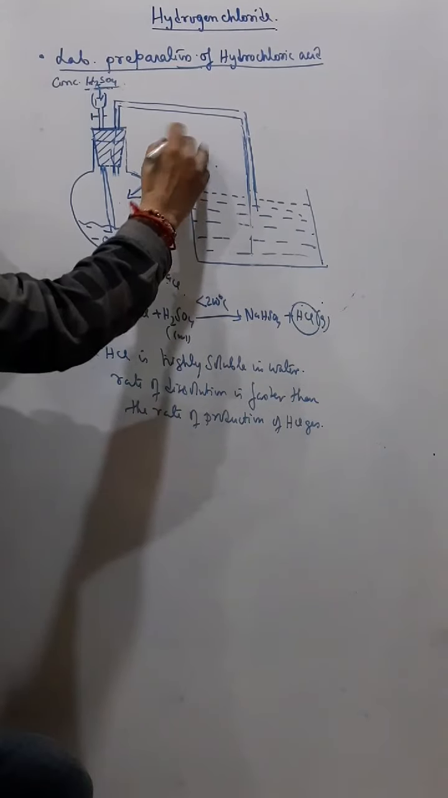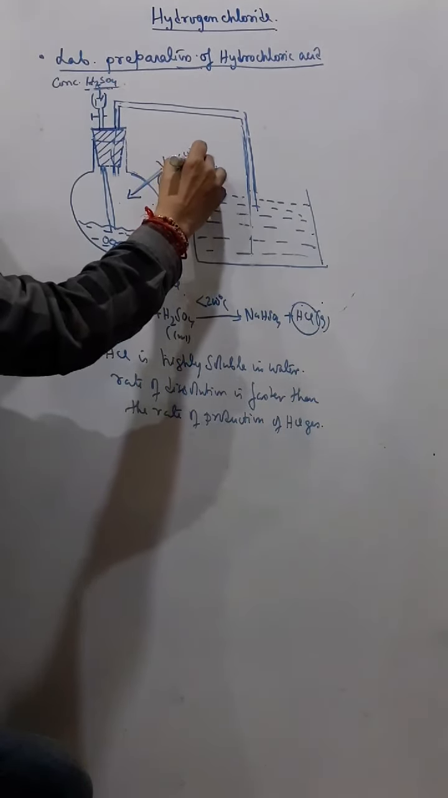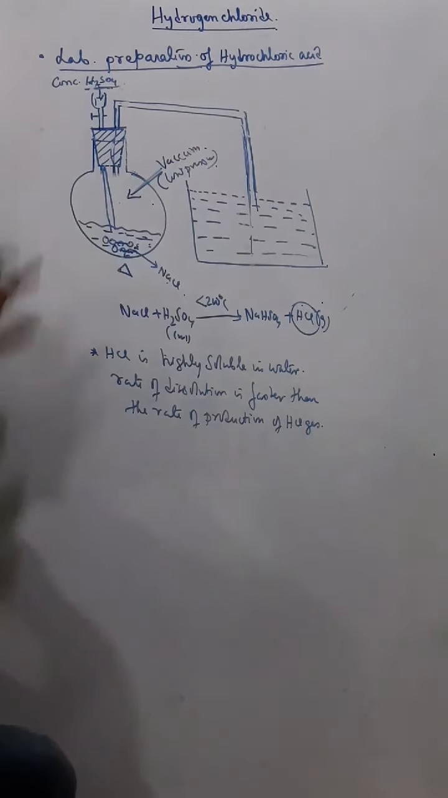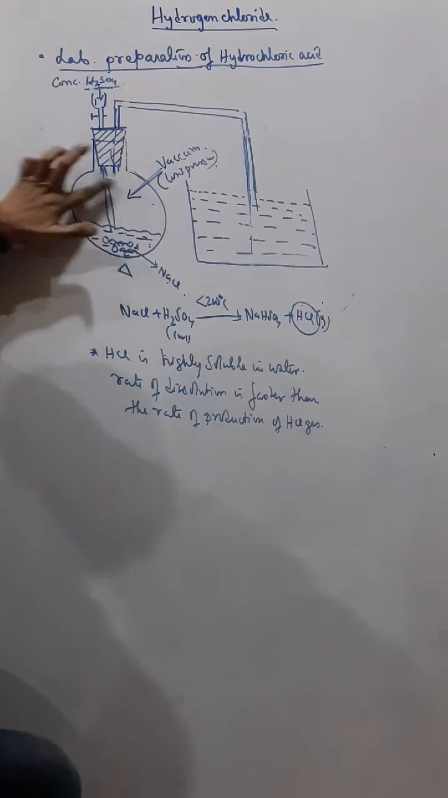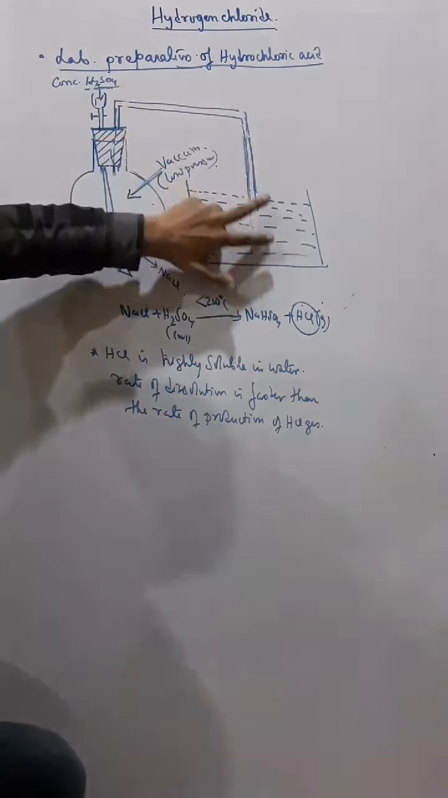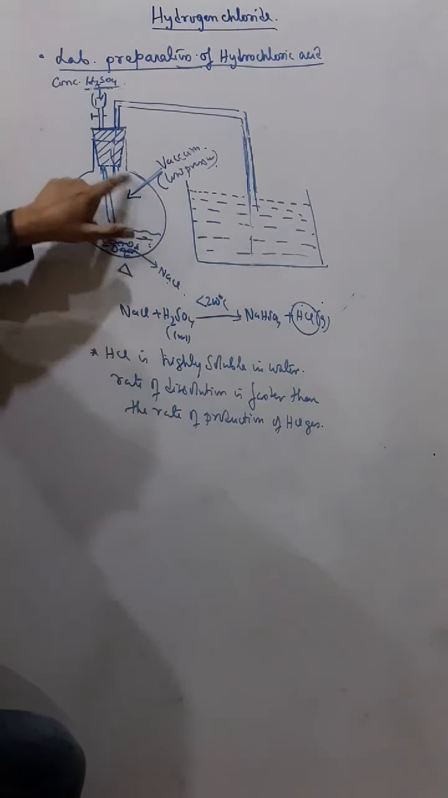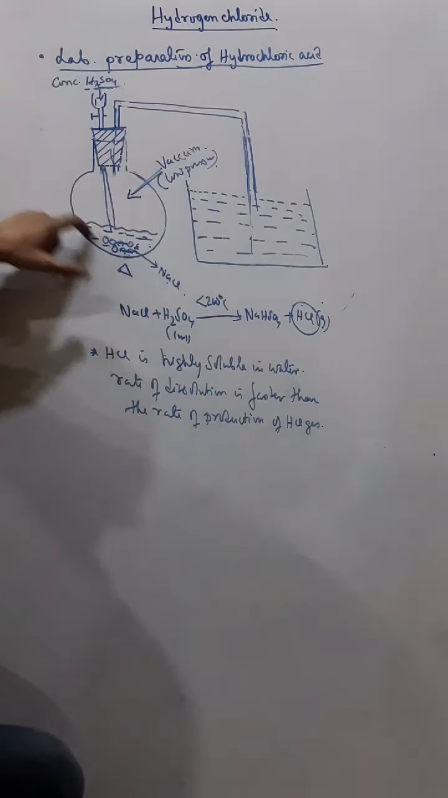A vacuum. That means a low pressure is formed, because all the HCl gas is passed through here and gets dissolved. So now there is no air or no gas. So therefore in this flask there is a low pressure.